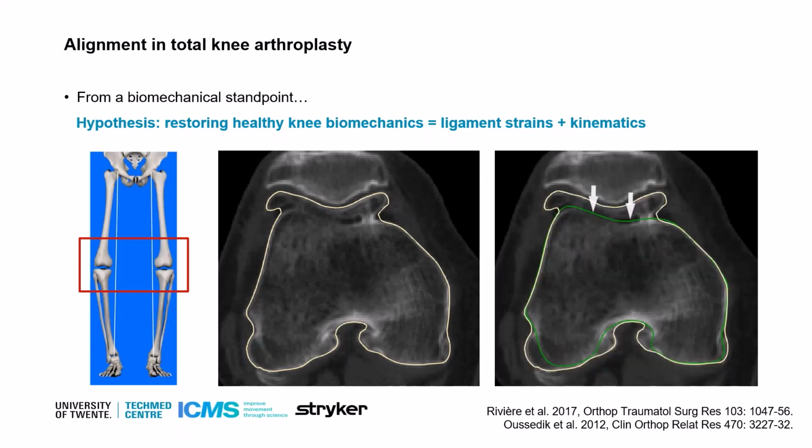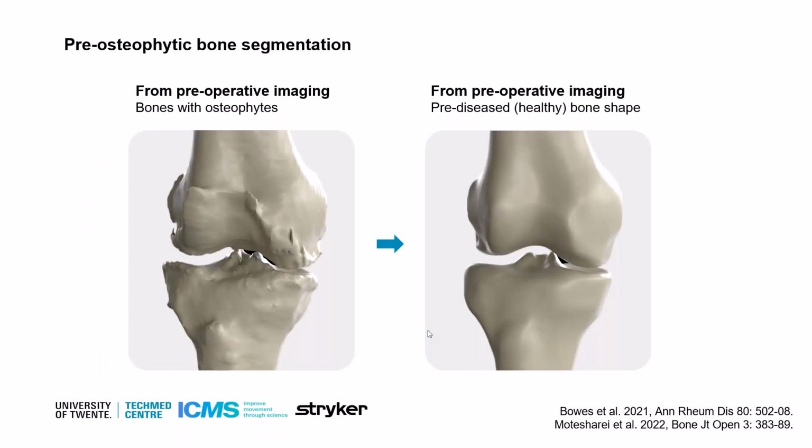Now, to answer this question, we utilized patient databases and AI algorithms, which enabled us first to detect the osteophytes in the scan and subsequently to identify the osteophyte-free subchondral surfaces. Thereon, we were able to reconstruct the osteoarthritic bones with the osteophytes, as well as regenerate the pre-diseased bones after removal of the osteophytes, as you see on the right.